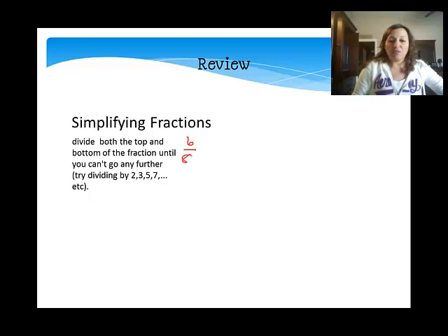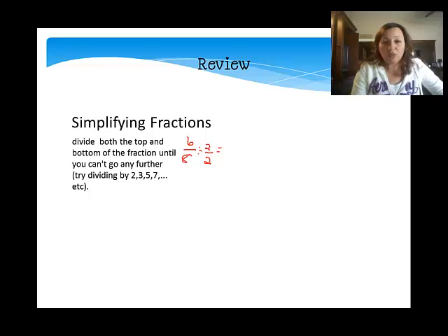I want to simplify 6/8. Well, I'm going to divide both the top and the bottom until I can't go any further. And when we do that, we find the greatest common factor that goes both into 6 and 8. We know that that is 2. So we use the greatest common factor of 2 to simplify this fraction down to 3/4. Looking at 3/4, I can't go any further, so I know 3/4 is simplified. 6/8 is simplified down to 3/4.